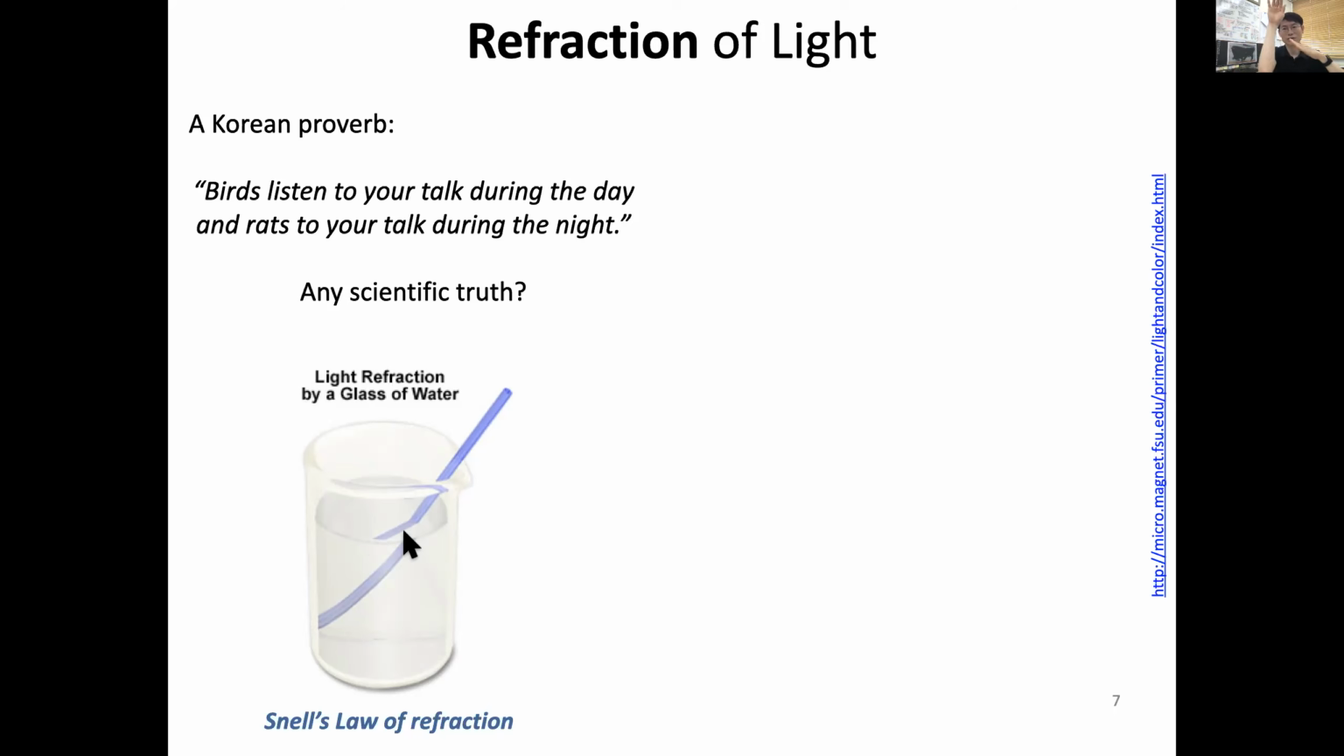So let's say this is a dense medium and the light enters. Instead of going this way, it actually bends towards this, changing the angle. So it bends towards the more dense medium. Keep that in mind. That's what happens here.